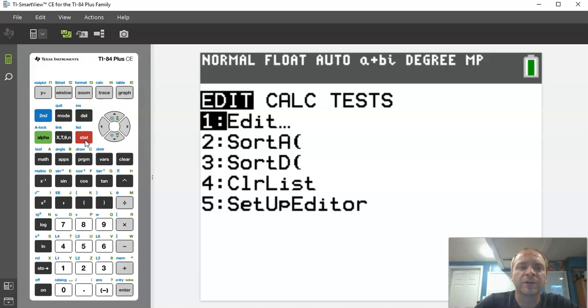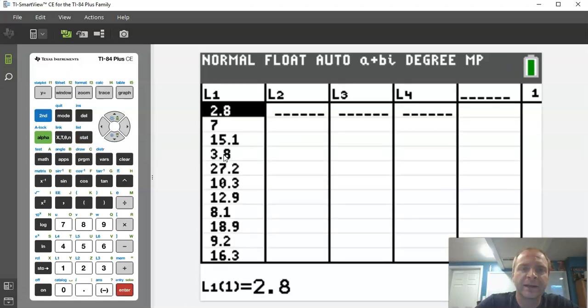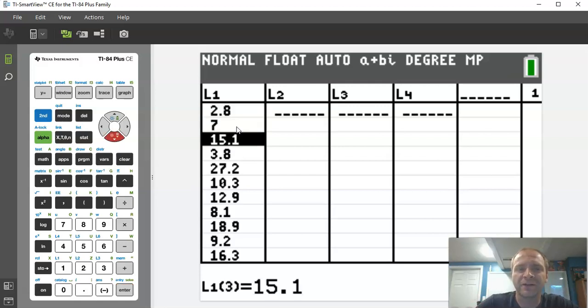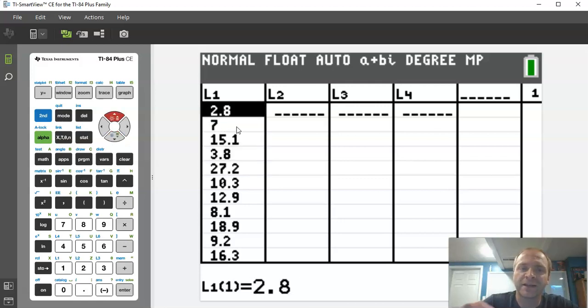Now what you're going to do is choose edit. So I'm going to hit enter. And right now you can see I have all 50 states, all the data inputted. That took some time. We're going to have our calculator create a histogram from it. So right there, you go to stat, edit, and you input your data. All set. So I'm going to hit second quit.